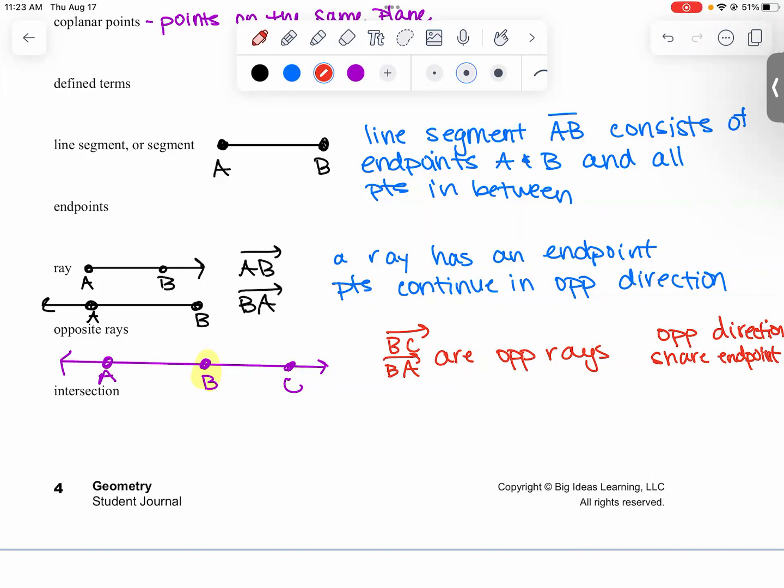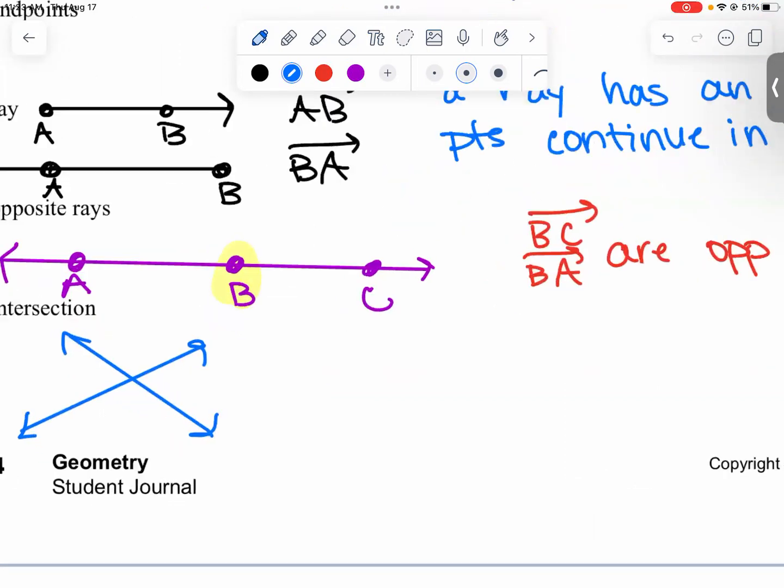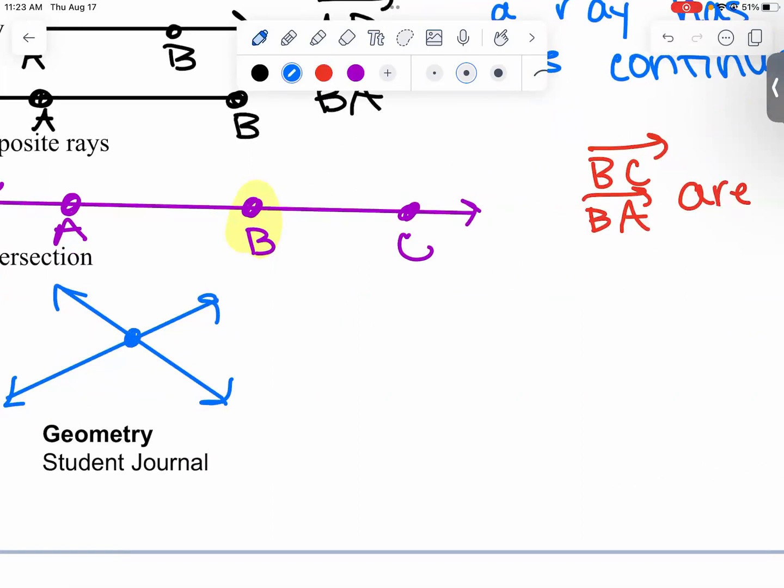Okay, last definition. Two lines intersect at what? At a point. Oh, they intersect at a point, okay? Two lines intersect at a point.